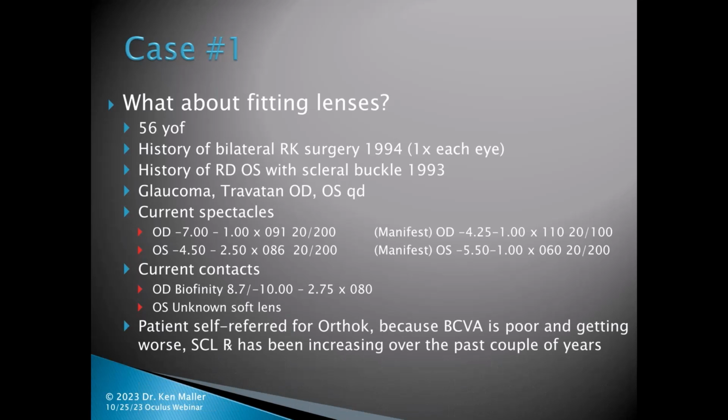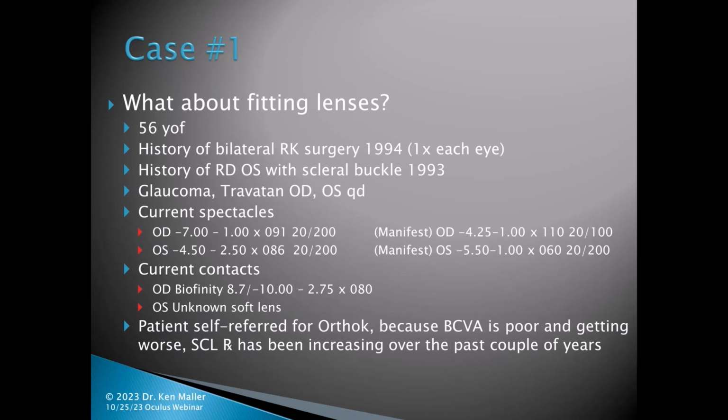The patient self-referred for ortho-K though, because she noticed that her best corrected vision is poor and getting worse. The soft lens Rx has been increasing over the past couple of years. She did a little research and found out that that might be something called progressive myopia, and was interested in doing orthokeratology to see if we can slow down the progression of myopia and maybe give her back some vision. Clearly from this history, you could see that was not on the top of my list. But anyway, we still do have to address it, since that was her chief complaint.